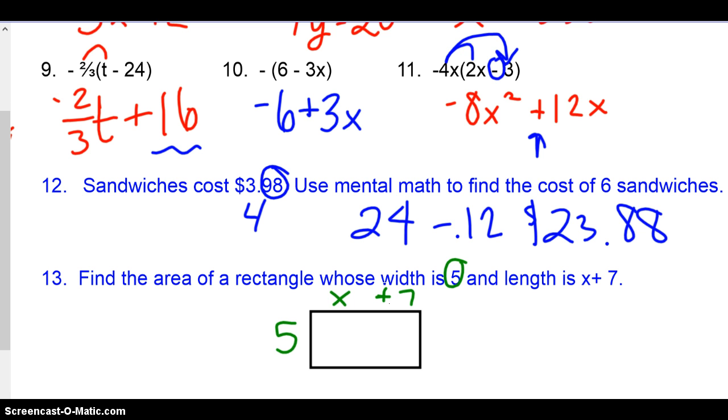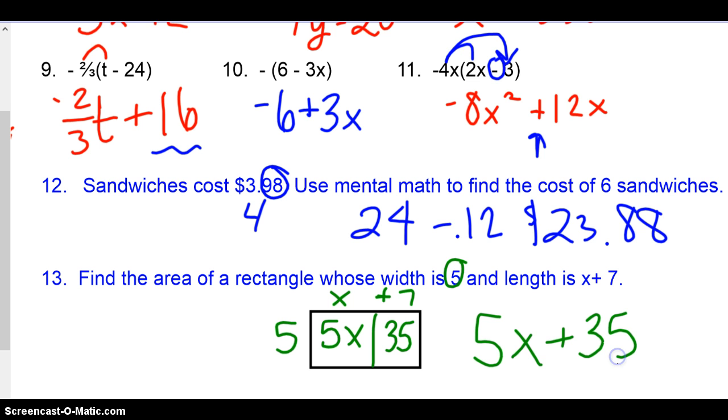I could. So then I'm going to break this into 2 little pieces. So 5 times x gives me 5x. 5 times 7 gives me 35. And so I end up with 5x. And it's all positive, so plus 35. I love this property. Super useful.